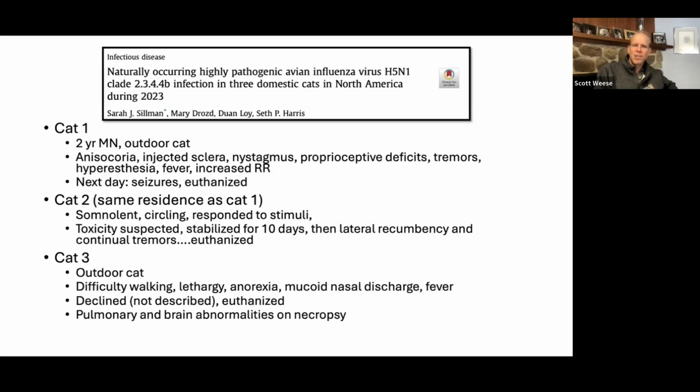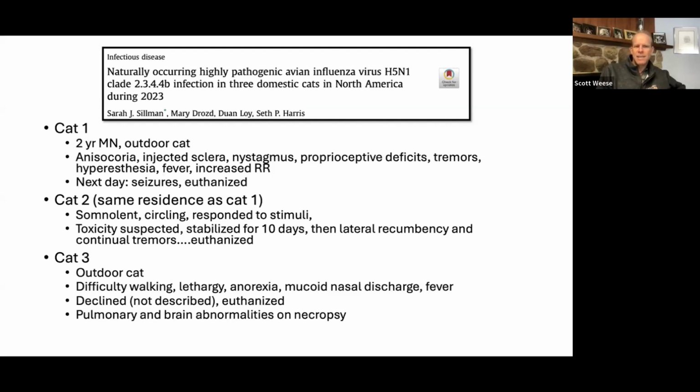The first cat had a variety of neurologic signs, had a fever, had increased respiratory rate. So it had a mix of respiratory and neurologic signs, with the neurologic signs being the most predominant. The next day, it started seizuring, and it was euthanized. The other cat, same residence as the first cat, had a variety of neurologic signs. The strange thing here is this cat stabilized for 10 days and then crashed neurologically, which is weird for influenza. I don't really know what to think about that, to be honest. It raises concern that there may be cases that don't progress as rapidly as we assume they're going to. So we have to keep our net fairly broad when we're thinking about H5N1.